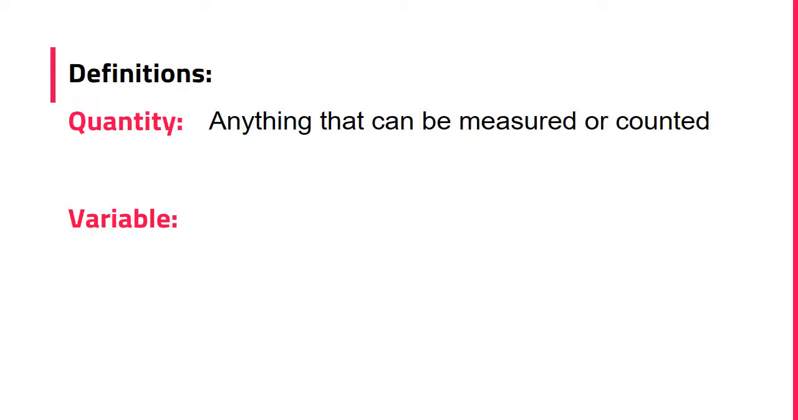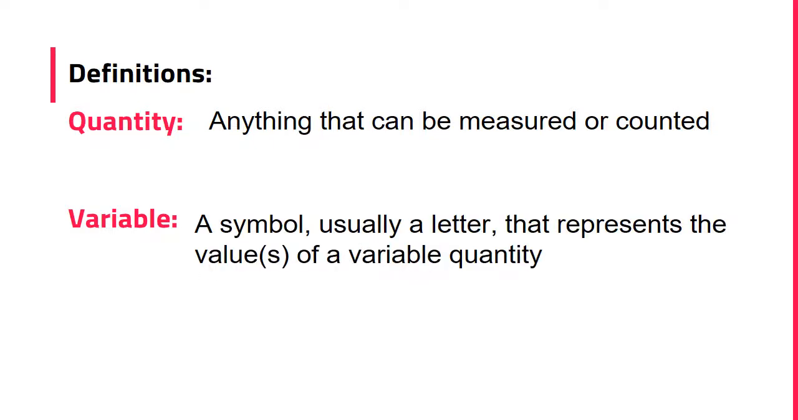Let's take a look at the definition for variable. Variable is often generalized as just a letter, but the more formal definition for variable is a symbol, usually a letter, that represents the values of a variable quantity. Maybe take a moment to pause this video so you can jot these definitions down.